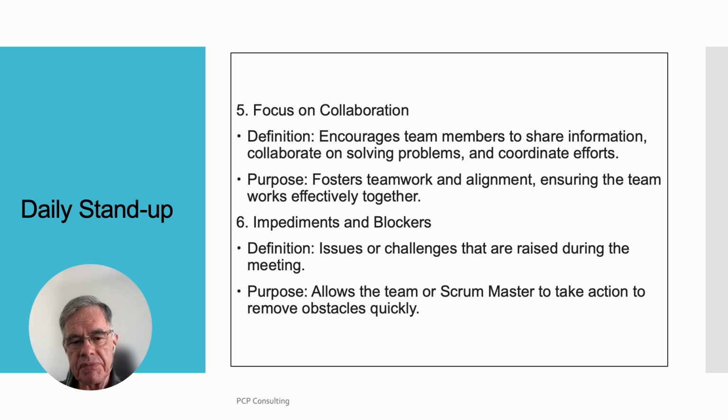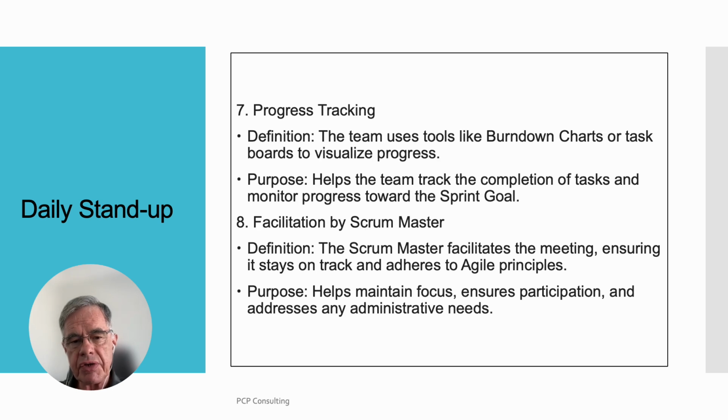Impediments and blockers. Definition: issues or challenges that are raised during the meeting. Purpose: allows the team or Scrum Master to take action to remove obstacles quickly. Progress tracking. Definition: the team uses tools like burn-down charts or task boards to visualize progress. Purpose: helps the team track the completion of tasks and monitor progress toward the sprint goal.